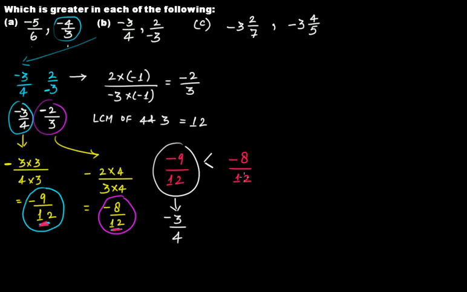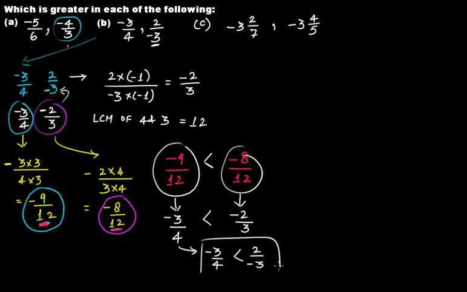And what is this minus 8 over 12? It is actually minus 2 over 3. And what actually is minus 2 over 3? Minus 2 over 3 was actually 2 over minus 3 only, right? We started from here. So we can say that minus 3 over 4 is less than 2 over minus 3. Right? We started from 2 over minus 3.